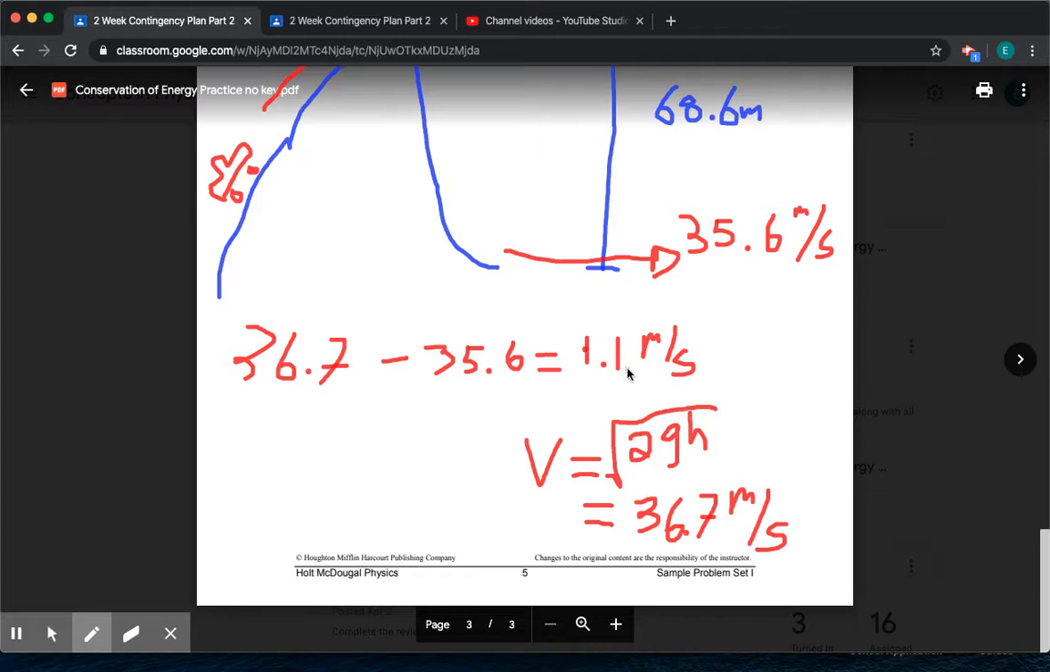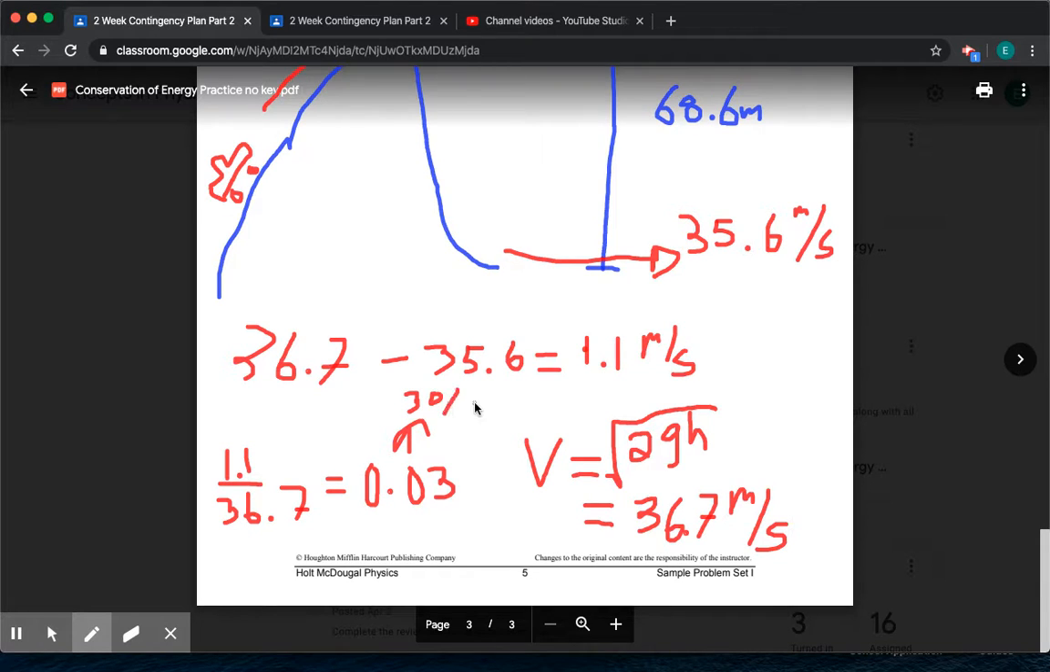And now you can just fraction it. 1.1 divided by 36.7 is equal to, basically 0.03, which is the same as 3%.